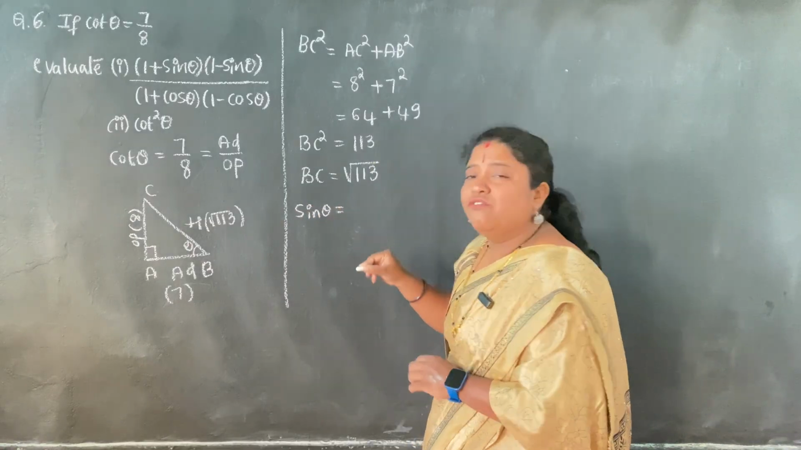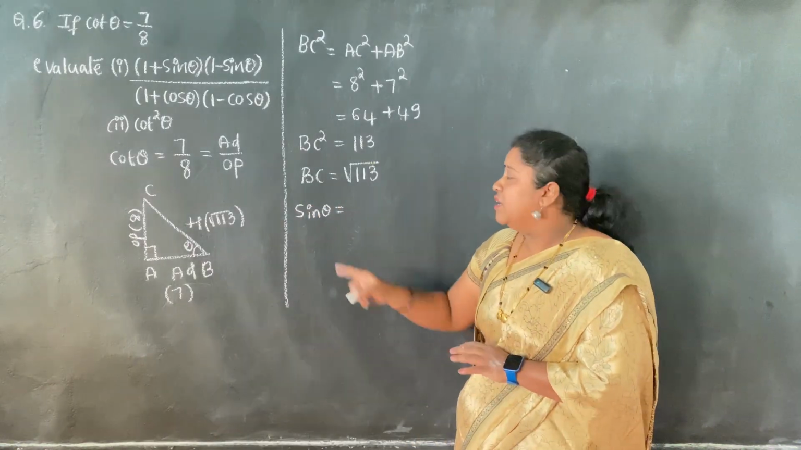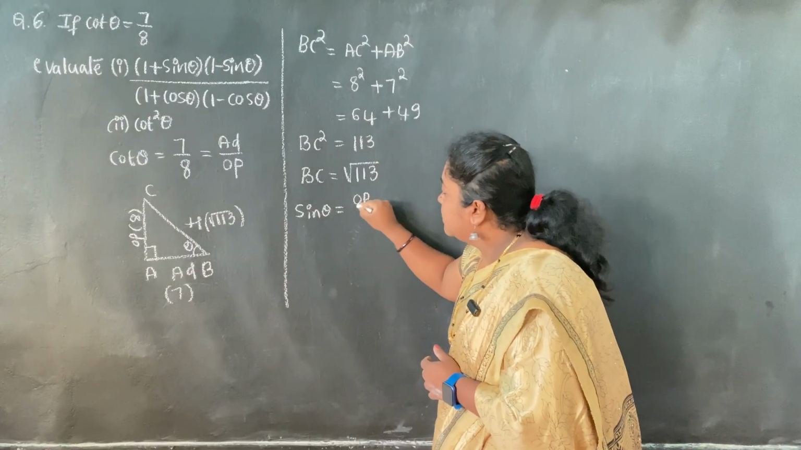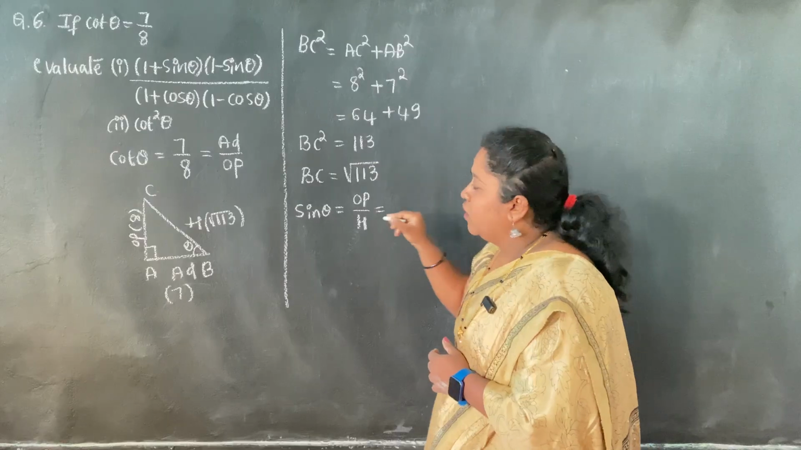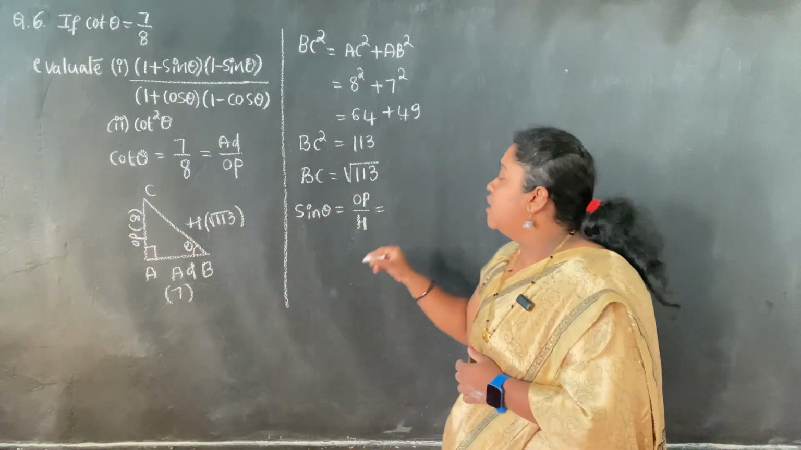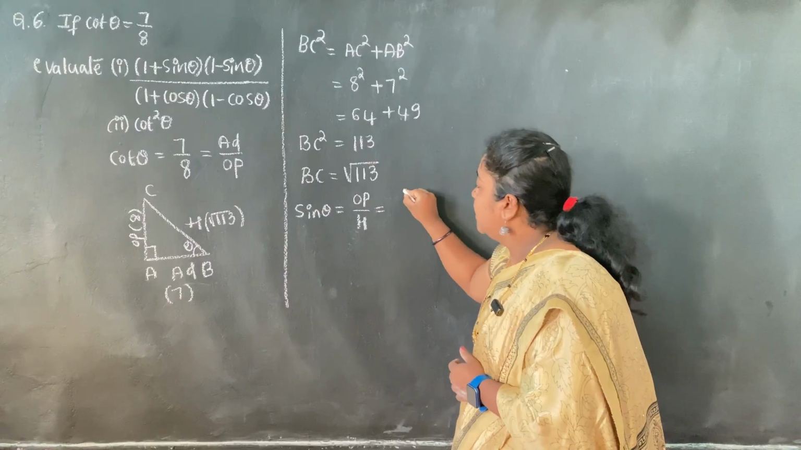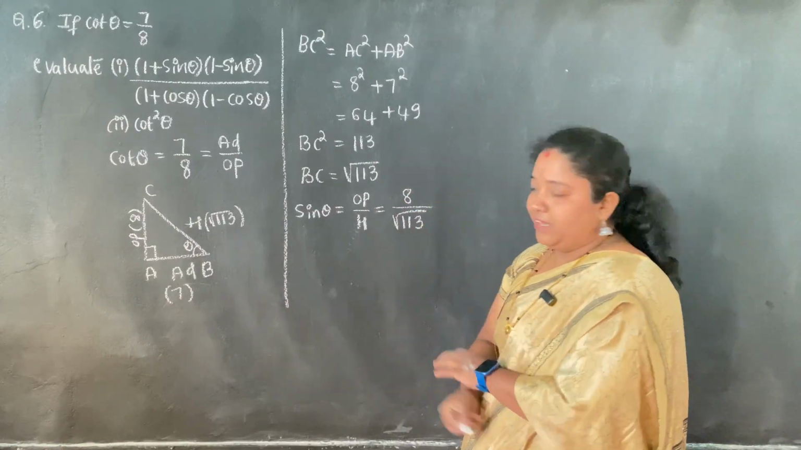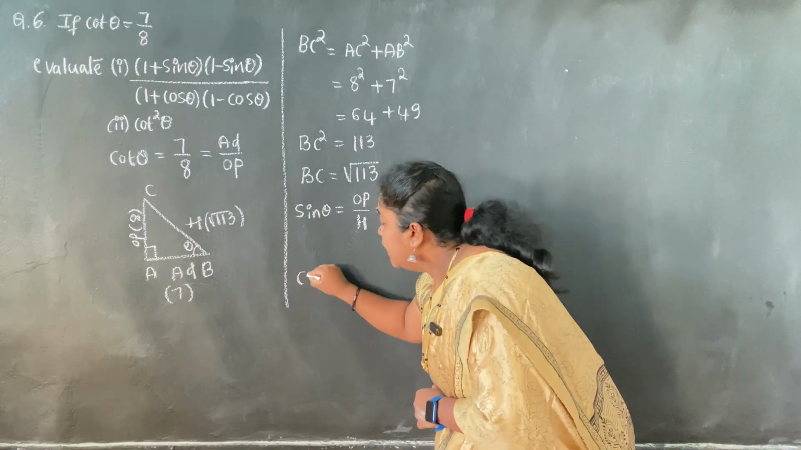Sine theta. What is the formula associated to sine theta? Sine is the ratio of opposite side and hypotenuse. What is the opposite side? I have 8 and hypotenuse is root 113. So sine theta can be written as 8 divided by root 113. Okay.